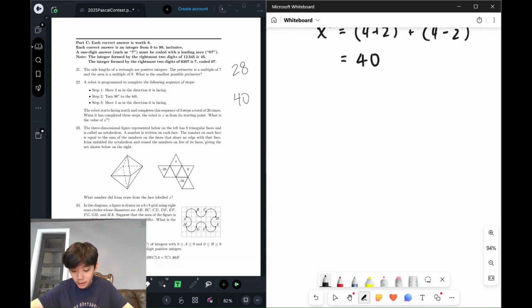All right, for question 23, we have an octahedron. A number is written on each face. The number on each face is equal to the sum of the numbers on the faces that share an edge with that face. Wow, that's a lot of words. Unfold the octahedron and erase the number on 5 of its faces, giving that net.